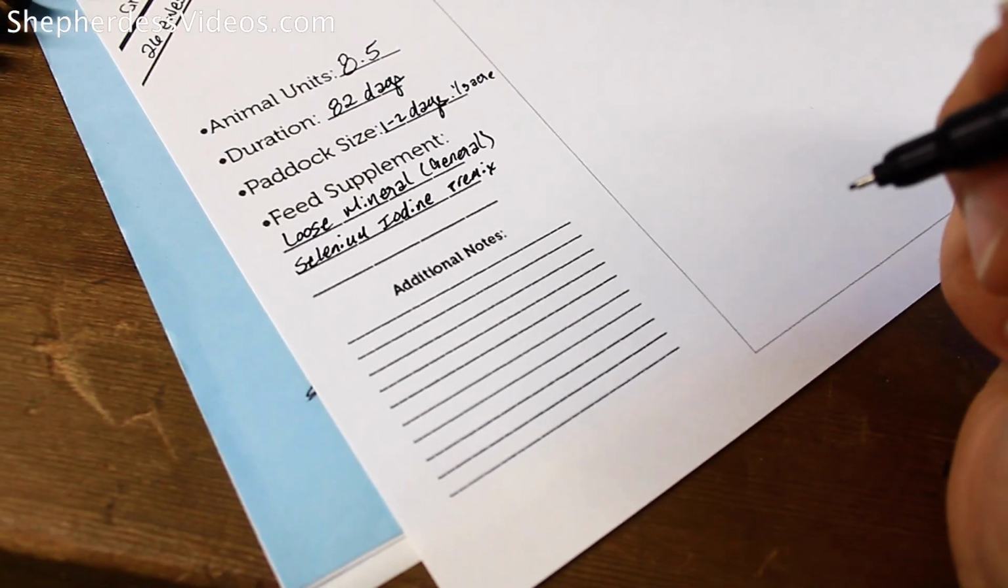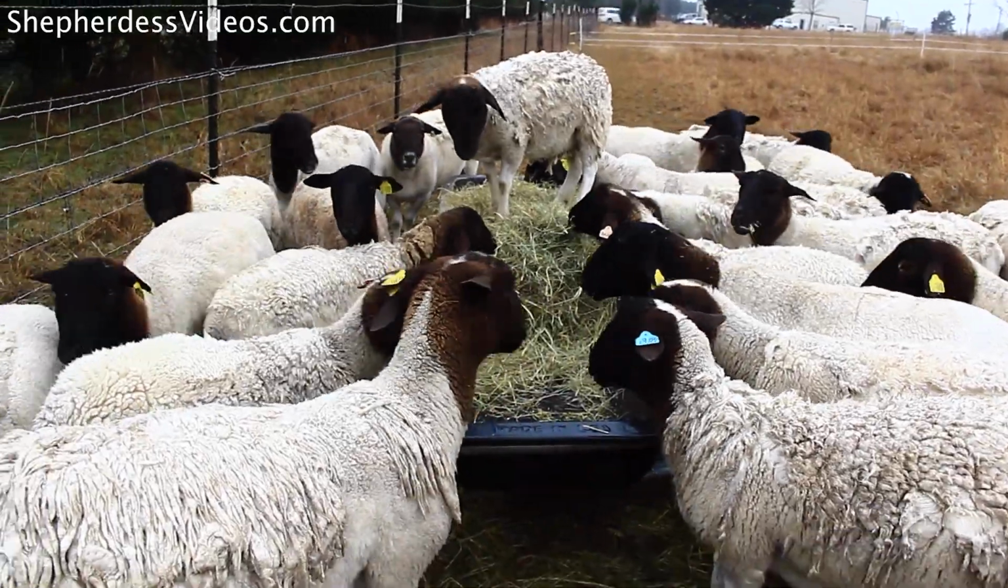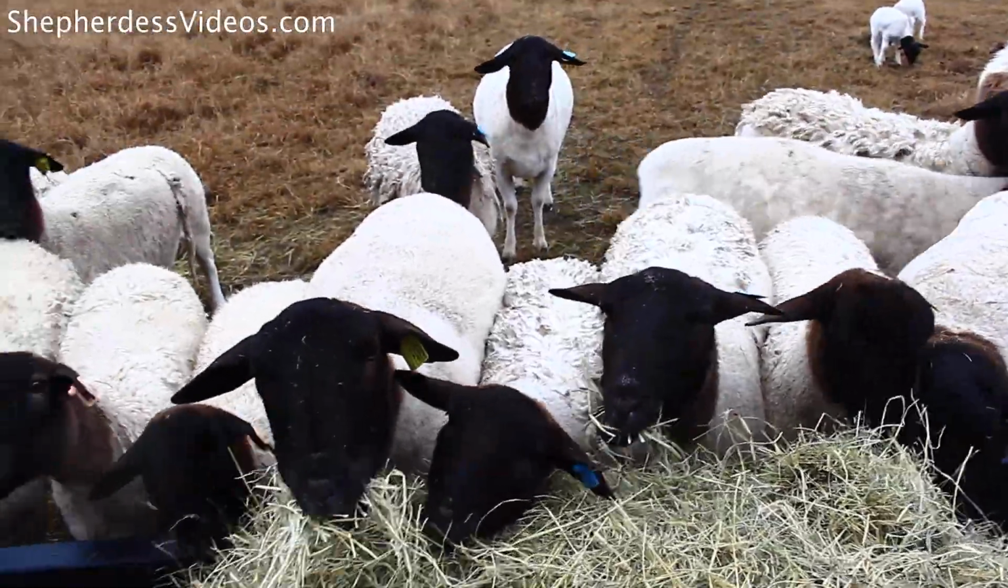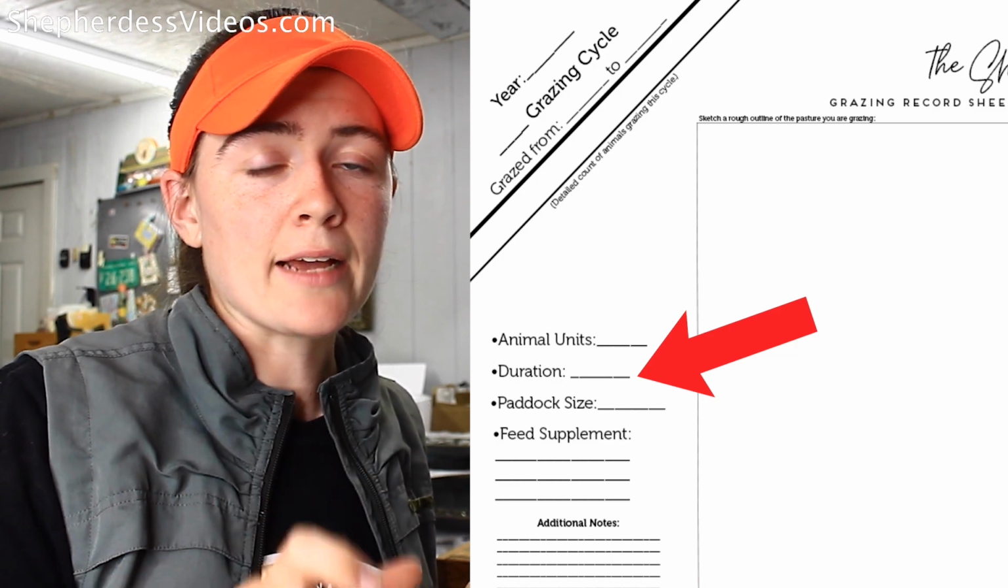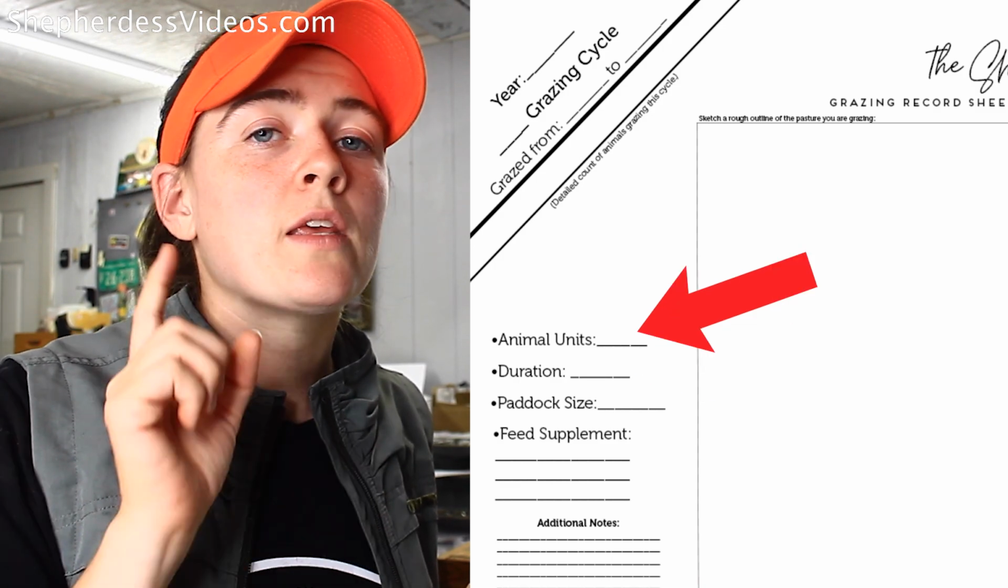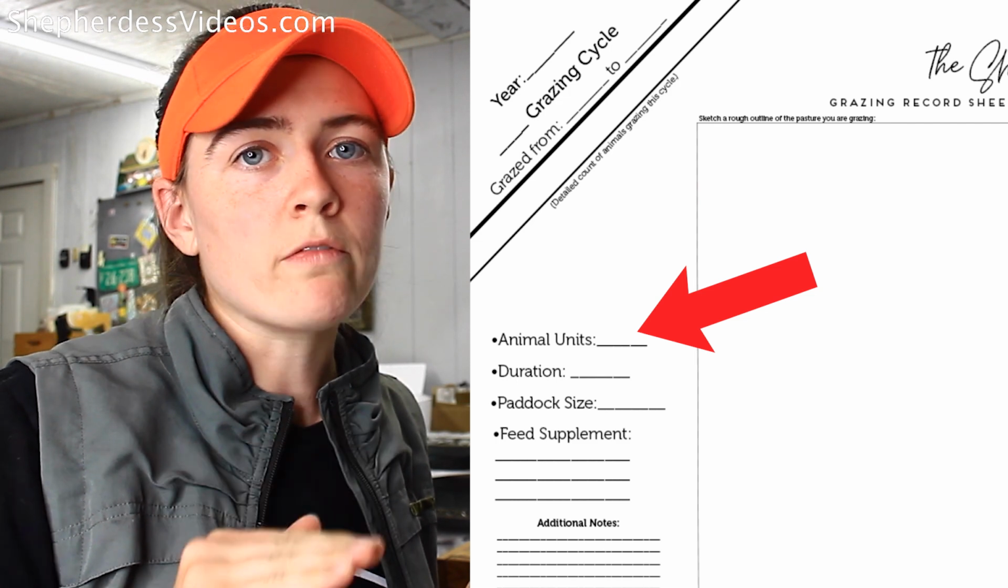On the left-hand side, I will also put a slot for any supplemental feed that I fed during this grazing cycle. I put a slot for the duration of the grazing cycle, and I put a slot in for the animal unit equivalent being managed within this grazing cycle. Animal unit being 1,000 pounds.